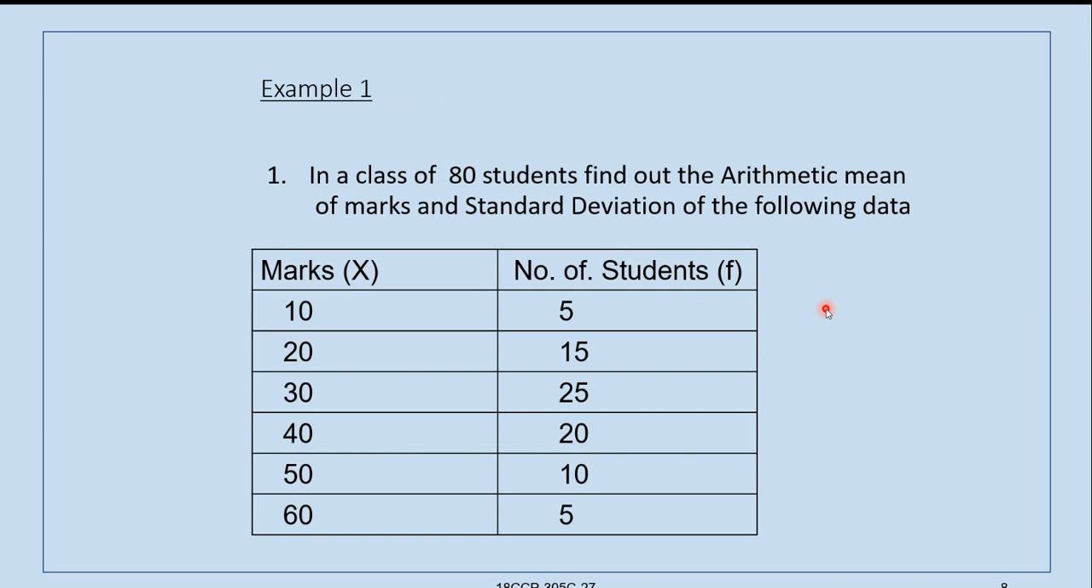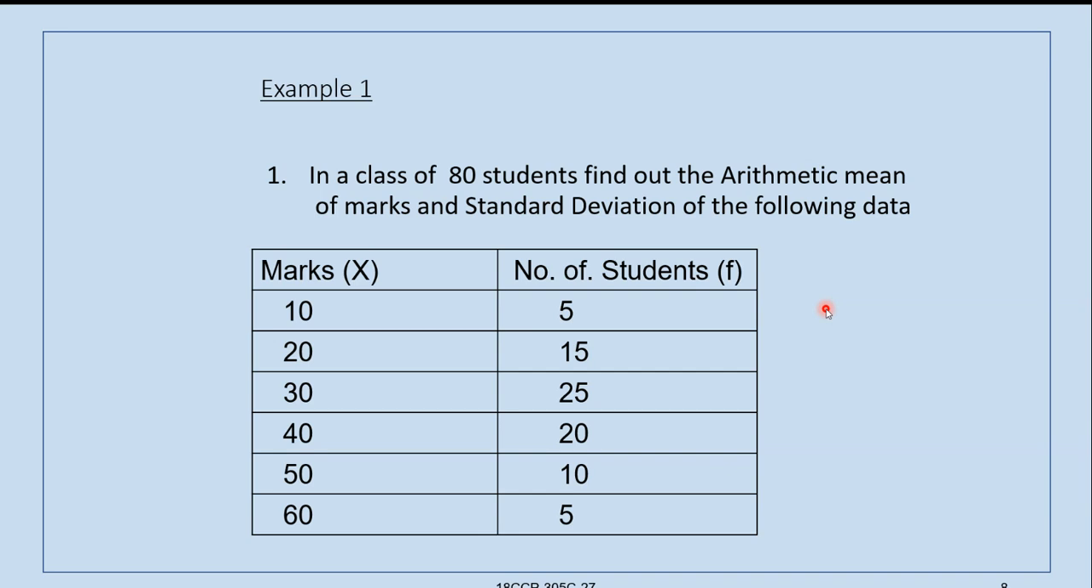In a class of 80 students, first of all, we have to find out the arithmetic mean and standard deviation. That means we are taking the deviations from actual arithmetic mean. Marks are 10, 20, 30, 40, 50, 60. These are x. And frequency is given. When frequency is given, we have to take it as discrete series. And frequency is as follows: 5, 15, 25, 20, 10, 5. For this, cumulative frequency is not necessary, so we are not taking.